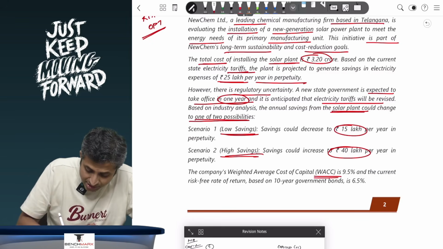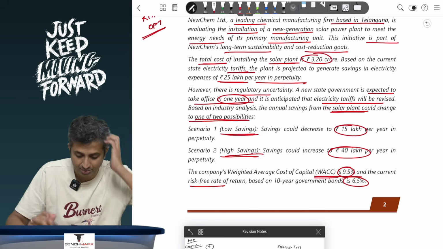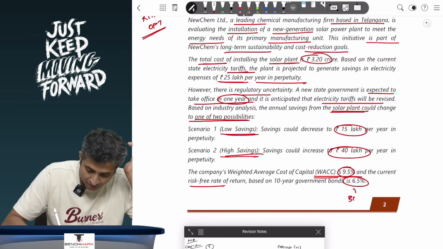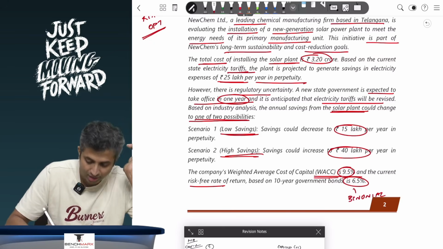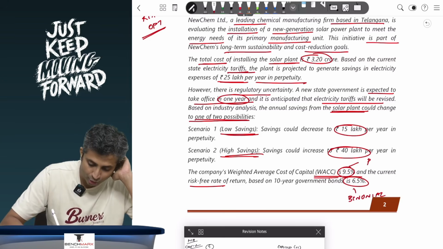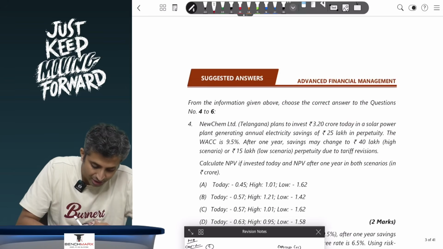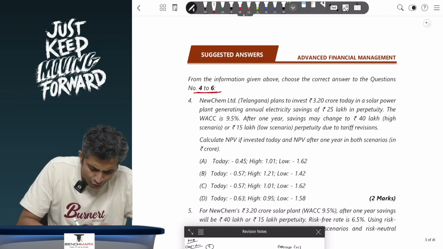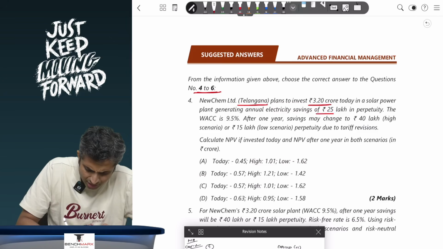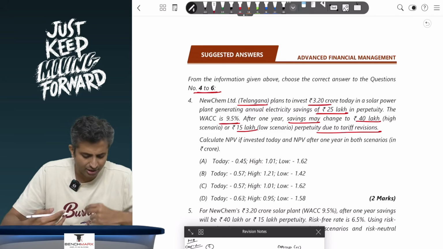The company's WACC is 9.5%, and the current risk-free rate of return on a 10-year bond is 6.5%. Risk-free return is going to be used if you use the binomial or risk-neutral valuation, whereas for project evaluation, we will be using the 9.5% return. From the information, you have to answer. Newchem plans to invest 3.2 crores in a plant, generating savings of 25 lakhs till perpetuity. The WACC is 9.5%. After 1 year, savings may change to 40 or 15 due to tariff. So this is the same thing which is repeated.